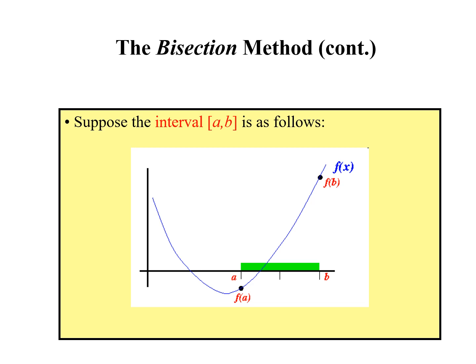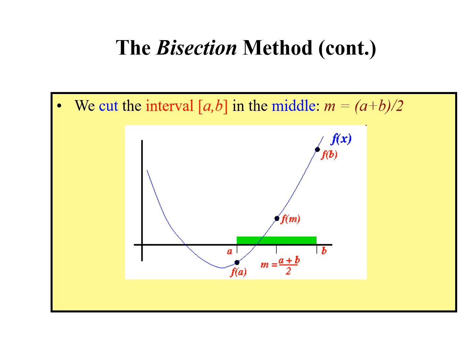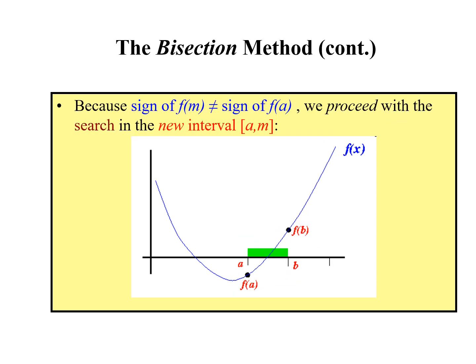Suppose the interval is as follows: [a, b]. Therefore, the middle value m, which is the first approximate root, is lying between a and b. Therefore, the value of f(x) at m, which is f(m), is also lying between f(a) and f(b). Because the sign of f(m) is not equal to the sign of f(a), we proceed that from the intermediate value theorem, the root lies between a and m.